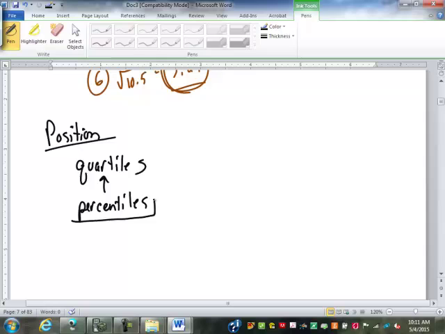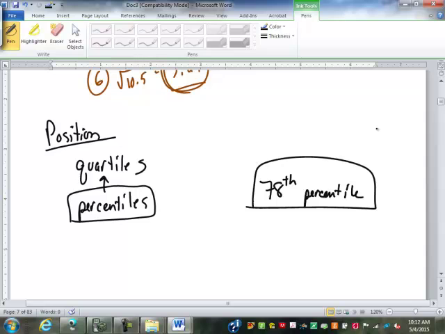Percentiles is one of those things you're going to hear about your whole life. You talk about maybe your child's weight and the doctor says he's in the 78th percentile. What does that mean? If we're talking about their weight, we're saying that they are heavier than 78% of all other children in their same age group, or whatever classification they're in.